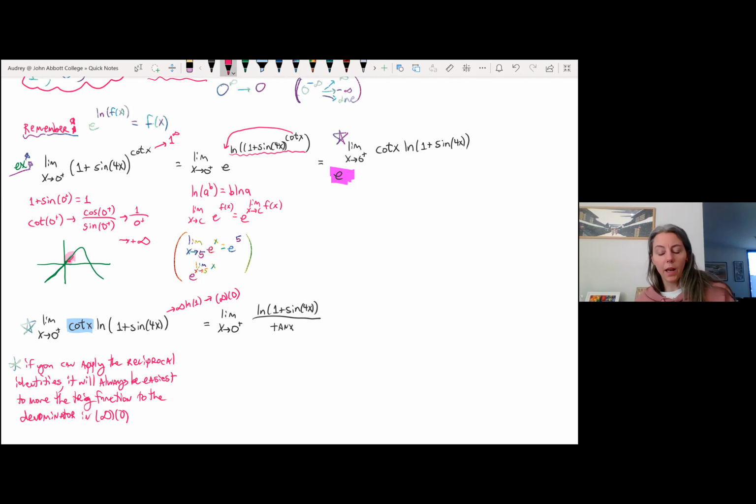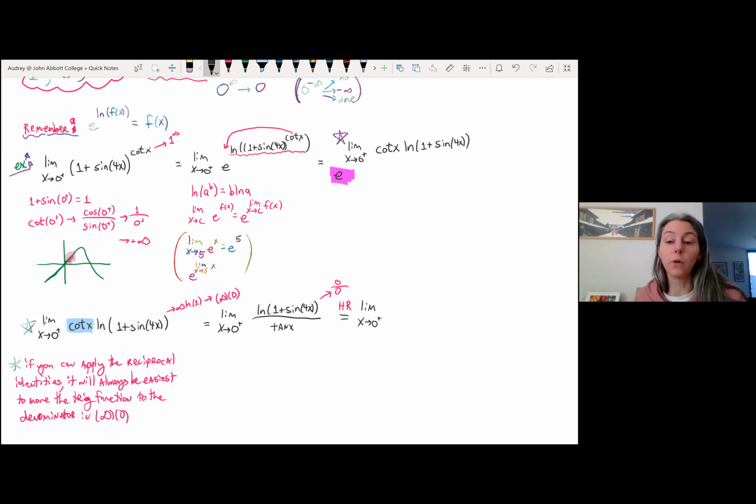Okay, so now when we plug in, we've already plugged into that ln. We got that that's ln 1, which is 0, and tangent of 0 is also just 0. So now we can apply L'Hopital's rule. So this is the limit, as x approaches 0 from the right.